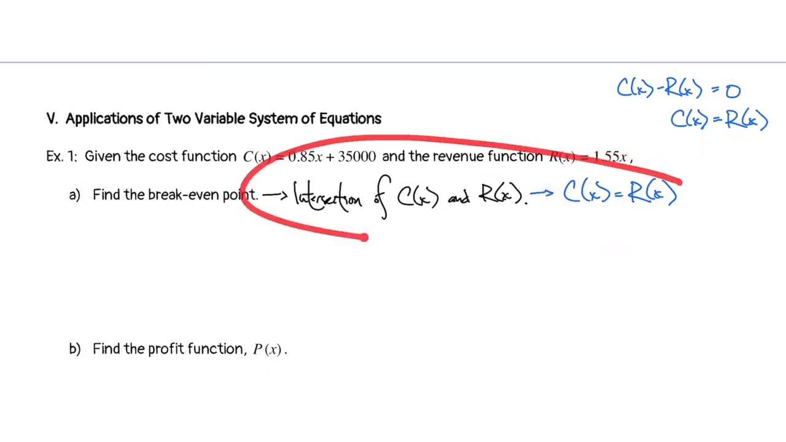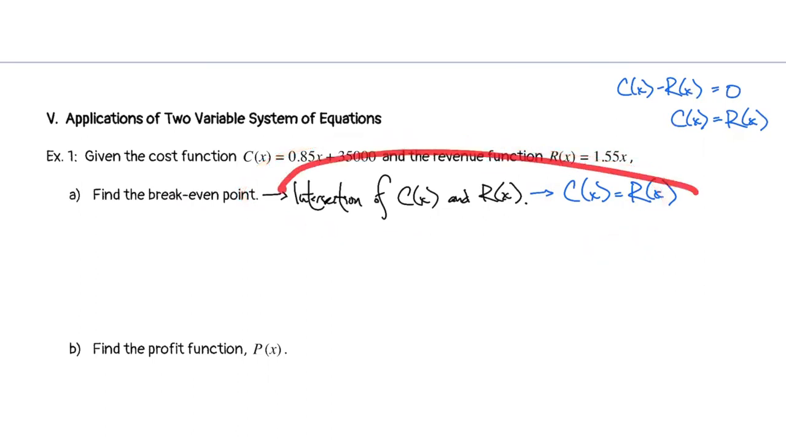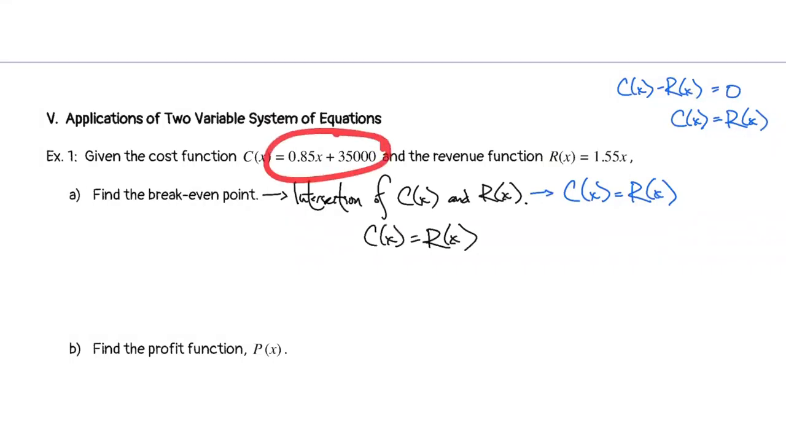Now, I'm making a really big deal about this because we're going to use this a lot in Math 104, but especially in Math 150 in the spring, right? So this is a really important idea that if you want to find out the intersection of two things, then you set them equal to each other, right? And so if we take our C of X and we set that equal to R of X, and then we can grab the equations that we were given earlier.